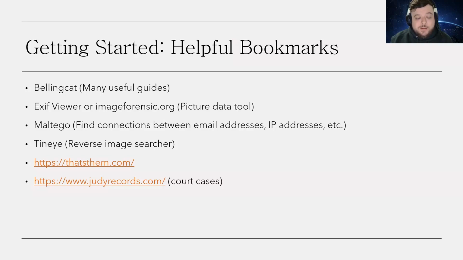Maltego, I don't believe they used it in the CNN investigation, because again, it was something pretty simple, just associating usernames. But Maltego is a paid service. You can actually find connections between email addresses, IP addresses. It goes a lot more in depth. It's a very popular OSINT tool for that reason.